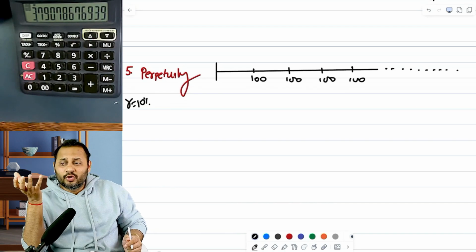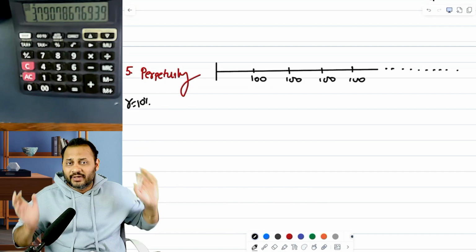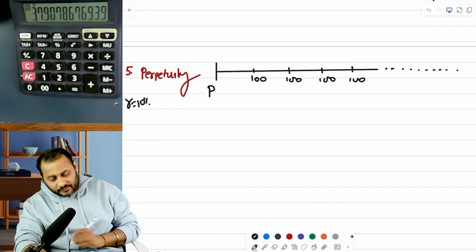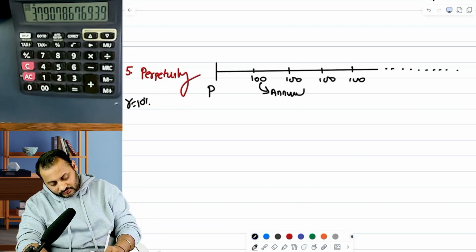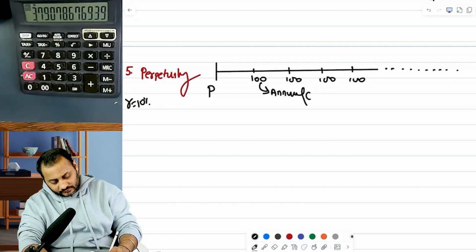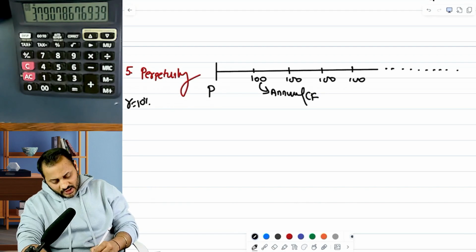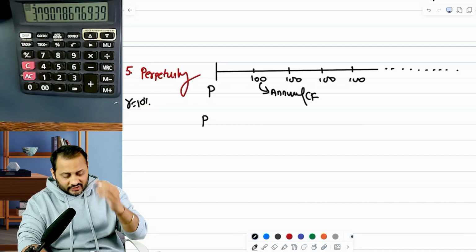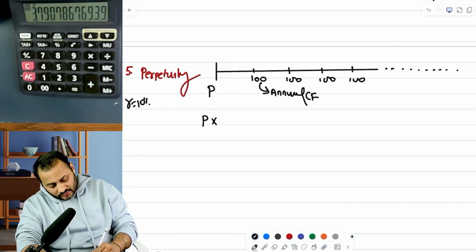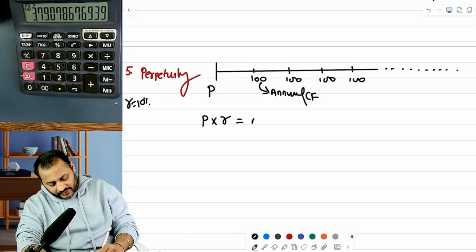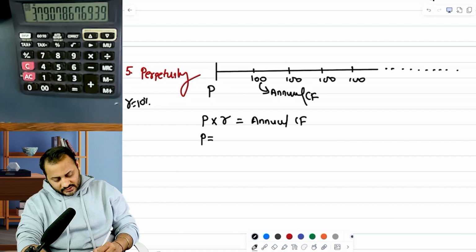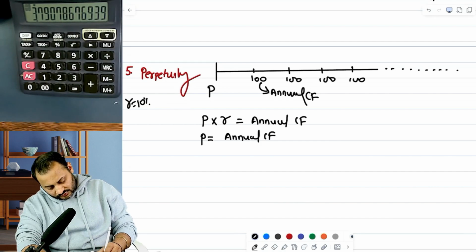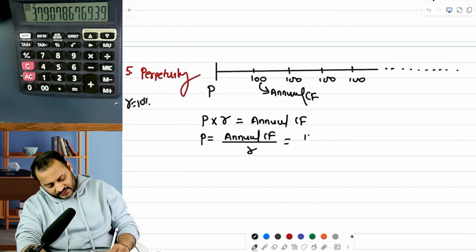We have to find out the amount on which, if we apply the rate of interest, the answer should be 100, right? So this amount is called perpetuity that you will invest today. This amount is called annual cash flow, or we can say regular cash flow. And this rate of interest is 10%. So if we invest something with the bank, that means P, and we apply the rate of interest on it, it should be equal to the annual cash flow, right? So can we calculate P? Yes, sir. Annual cash flow divided by the rate of interest, that means 100 divided by 0.10, that is 1000.